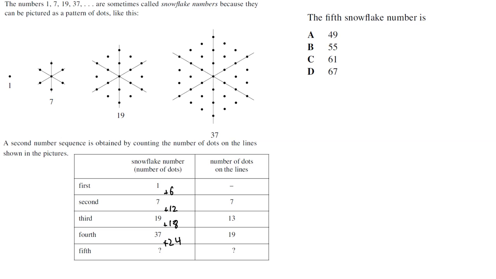Let's see. So the fifth snowflake, if it is 24 dots more than the fourth at 37, should be 37 plus 24, which is equal to 61. This is our answer. And C.